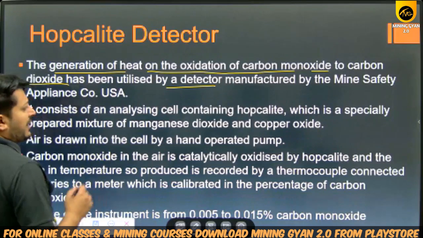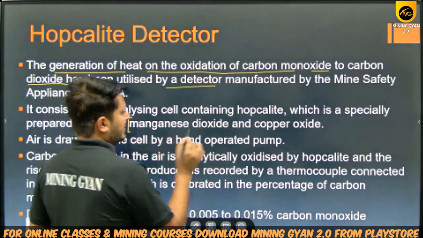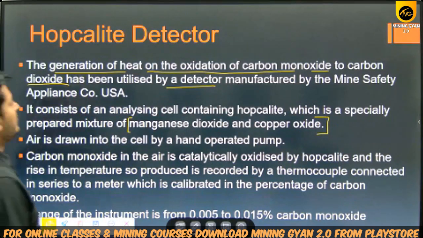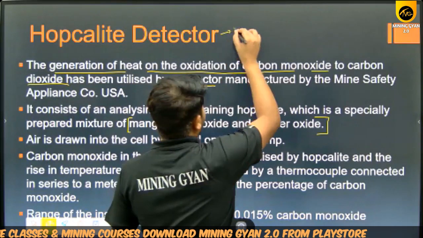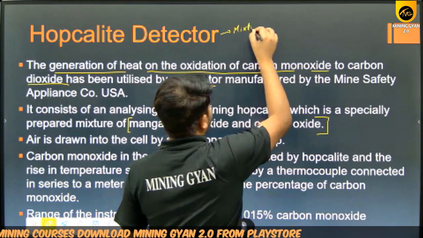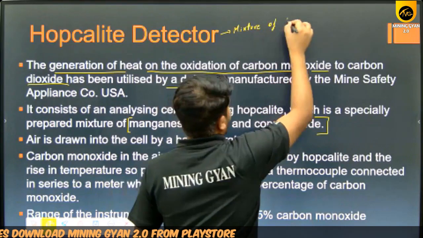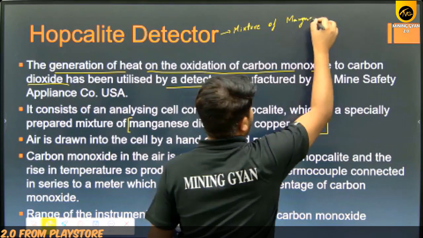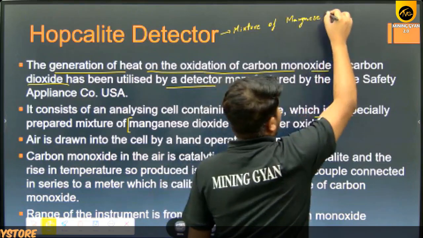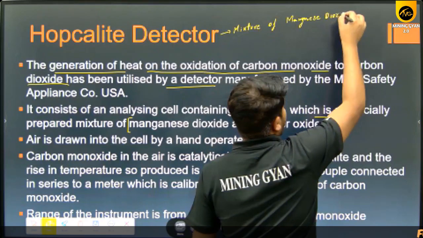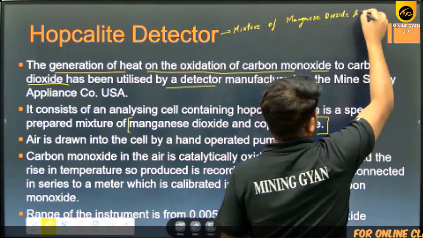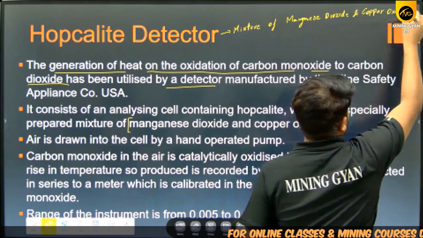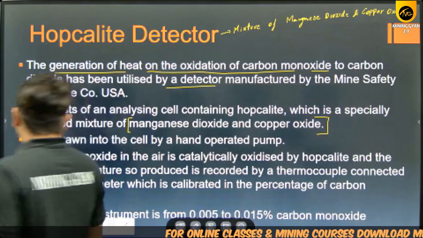Hopcalite is a mixture of manganese dioxide and copper oxide. Okay, just write it down: a mixture of manganese dioxide and copper oxide. Clear?